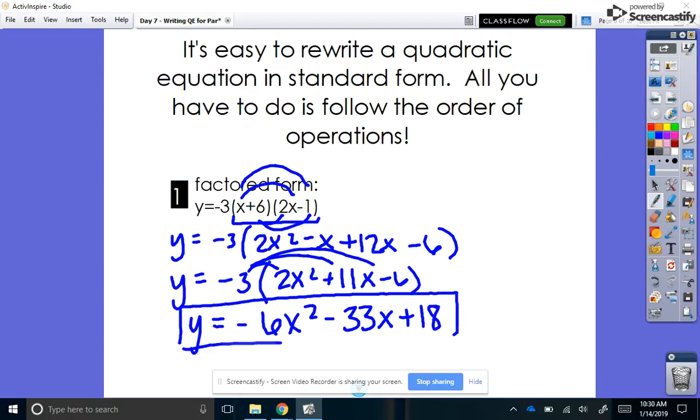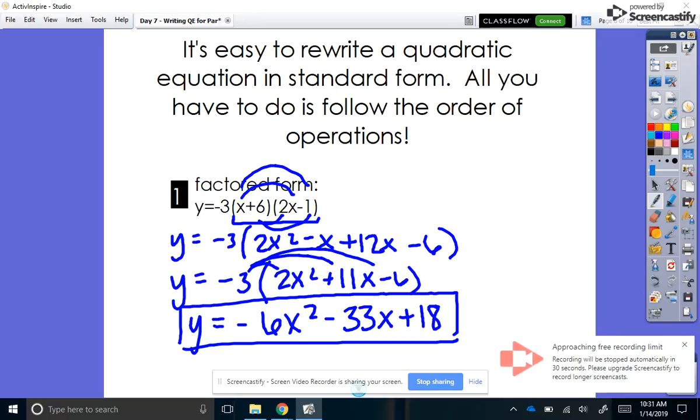On your test, you're going to have to do both. I'm going to give you a problem that says, here are the intercepts and a point on the parabola. Write the equation in factored form. And then also write the equation in standard form, which you will FOIL and then distribute.